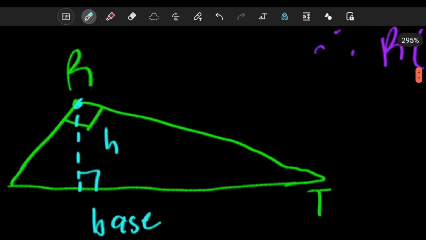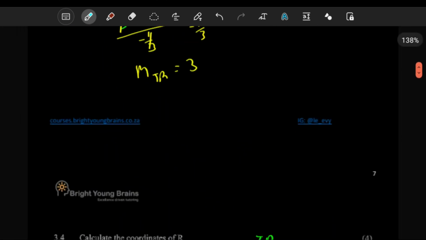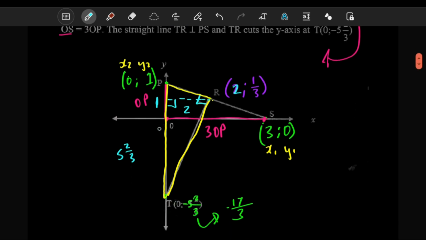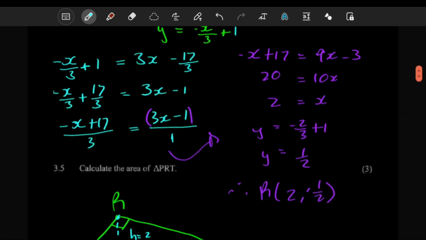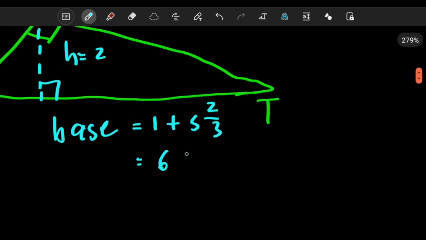So here our height, we know that this is equal to 2. Our base, we know that this is equal to 1 plus 5 and 2 over 3. And you may be asking, but then this is a negative going down here. Yes, it's going down. As a coordinate, this is a negative. But if you're looking at it as distance, the distance here is 5 and 2 over 3. So 5 and 2 over 3 plus 1 is just going to give you 6 and 2 over 3, you see. 6 and 2 over 3.